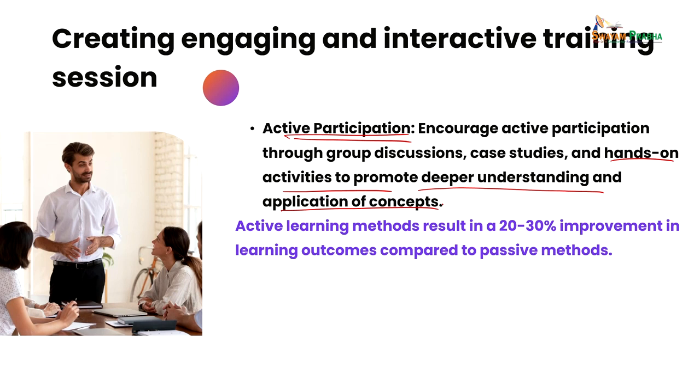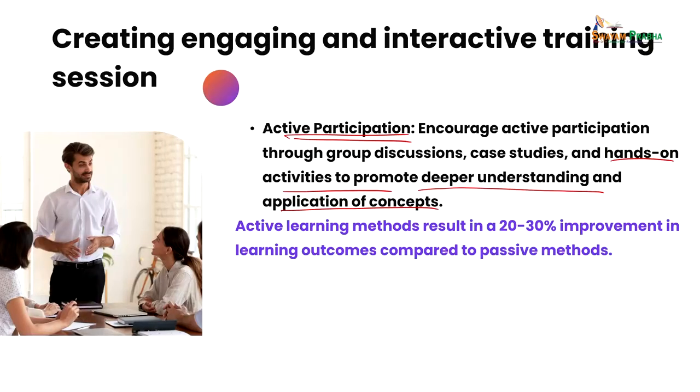So, we have to be very, very clear on how we want to bring about that kind of active participation, how to keep the people engaged in the entire process of teaching and learning. Active learning methods result in around 20-30% improvement in the learning outcomes compared to the passive methods. So, we need to make use of more active learning methods, which include stimulating discussions, case studies, inclusion in the training programs, hands-on activities for the people, so on and so forth.